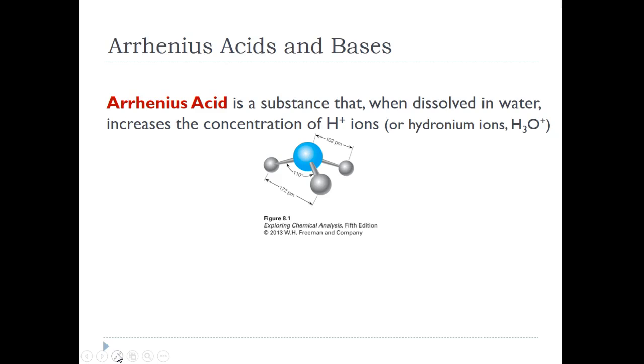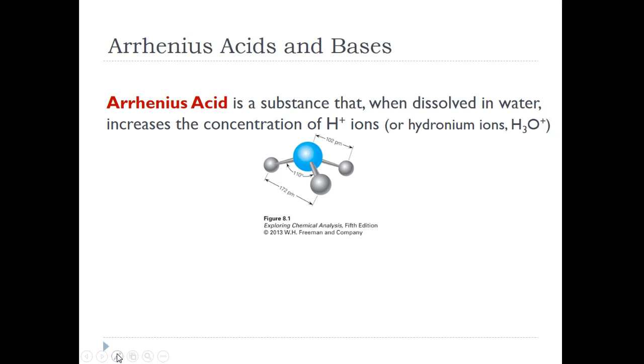The Arrhenius acids and bases are specific to acids and bases in water. You'll notice both the definition for the Arrhenius acid and the Arrhenius base only apply when the substance is dissolved in water. So the Arrhenius acid is a substance that, when dissolved in water, increases the concentration of H+ ions, which you may remember with water, H+ actually bonds with water to make hydronium, H3O+. So the best definition, instead of calling it H+, is really H3O+.